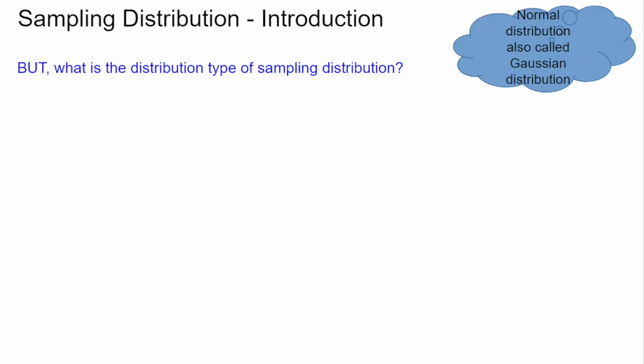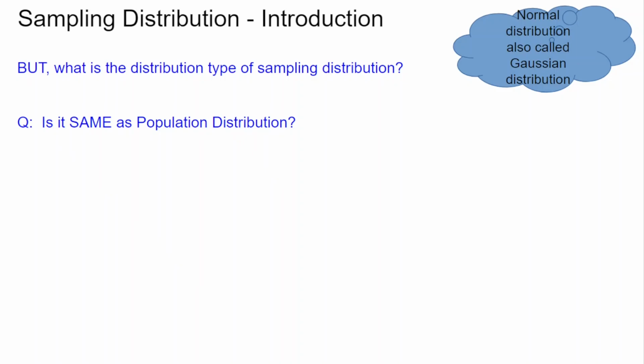And this is one terminology that you will often hear: people will sometimes say normal distribution, sometimes Gaussian distribution. Both are referring to the same thing. Then the question is, what is the distribution type of this sampling distribution? We know the population distribution is irregular, but what is this distribution type? That is the key answer we are really looking for.